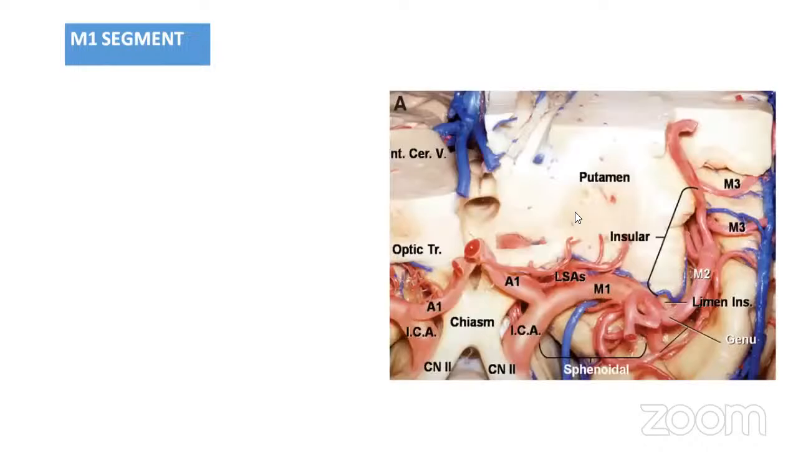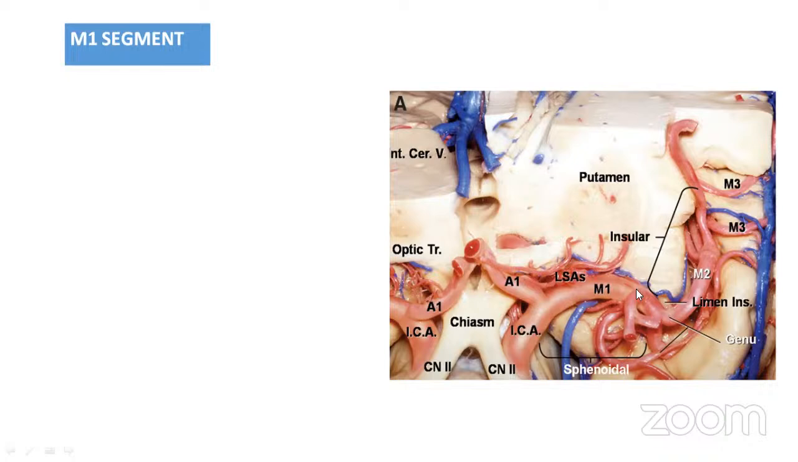Now we'll again be dealing with all those segments separately. So this is the M1 segment. If we see here diagrammatically, this is the ICA. The ICA divides into the anterior cerebral artery, which we have already discussed in the past sessions, and the middle cerebral artery. This M1 segment courses within the depth of the Sylvian fissure. At the level of the genu, where it turns posteriorly, it divides into two trunks, the superior and the inferior trunks, which are of the M2.